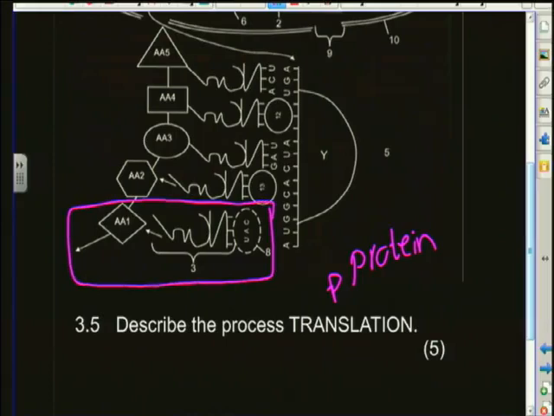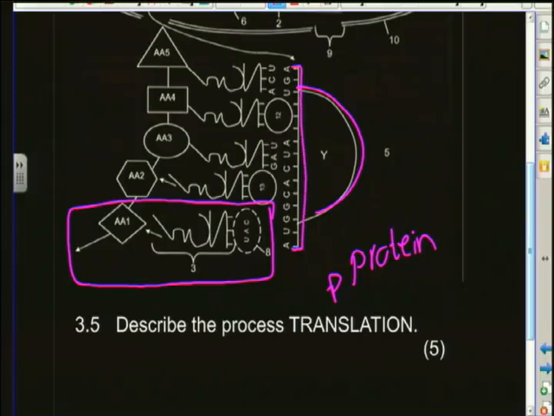How do I get that? Okay, how did I get to that point? Because I know in transcription, I made the RNA. The RNA went out the nucleus and it went here, my messenger RNA. It's now sitting on the ribosome. But how do I make a protein? What's the process? Let's think about how this starts.